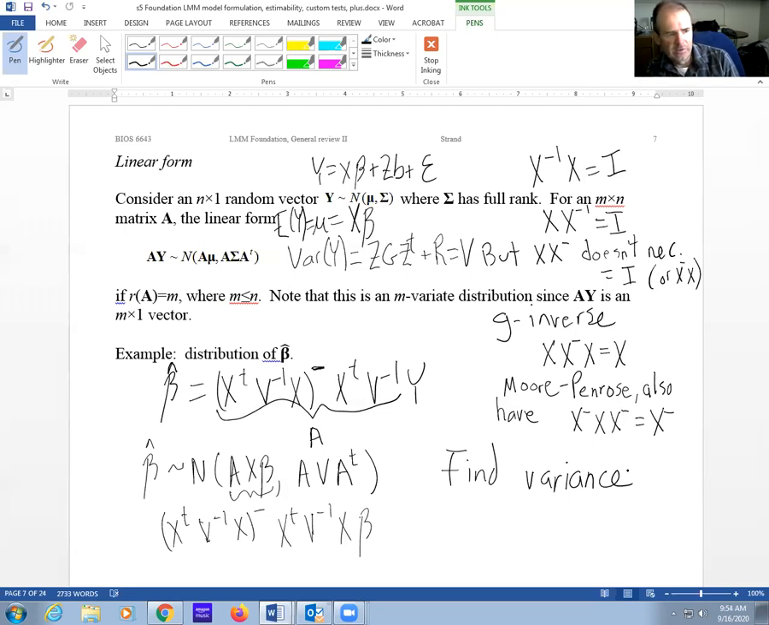But what this shows us is that beta hat, if we're using a less than full rank matrix, does not have a unique mean, okay? And so we need to be concerned about what are the linear combinations of the parameters that are estimable. Okay, so that's one of the things that this shows us.